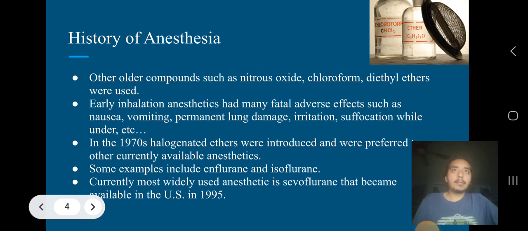A diethyl ether is a simple ether that has two ethyl substituents, which is a two-carbon hydrogen chain connected to a center oxygen atom. It was not until the 1970s that halogenated ethers were introduced, such as enflurane, which would then later be replaced by newer and more efficient ethers. One of the most widely used anesthetics of our time is sevoflurane, which became available in the US to use in 1995.